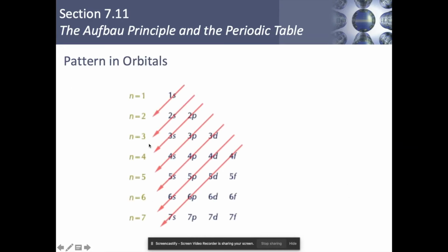So what is the pattern? Here is a pattern. And notice that only particular orbitals are possible. So for example, at the 1 energy level, meaning the closest to the nucleus you can get, you have the 1s, okay?